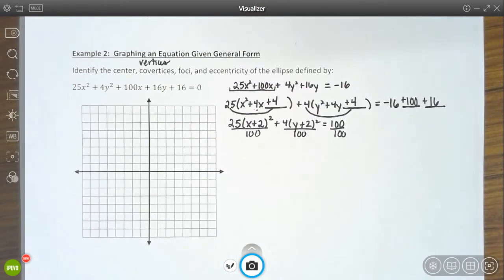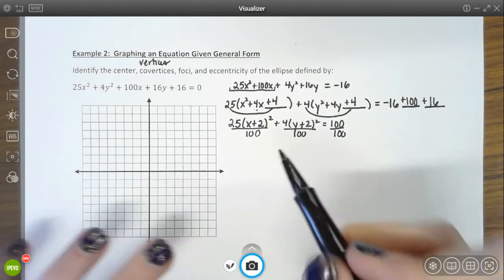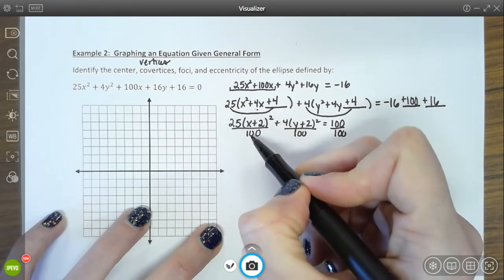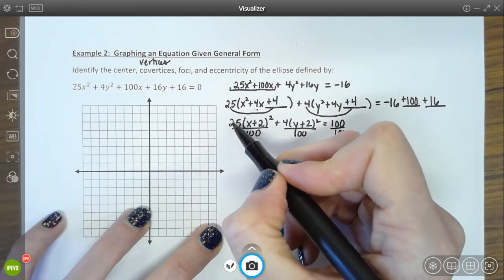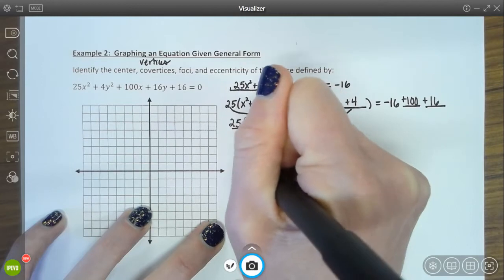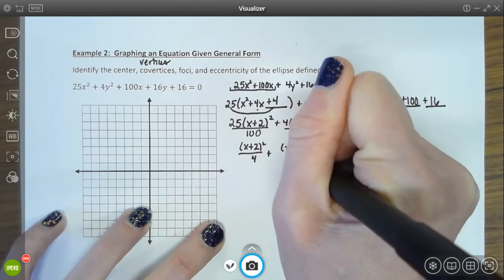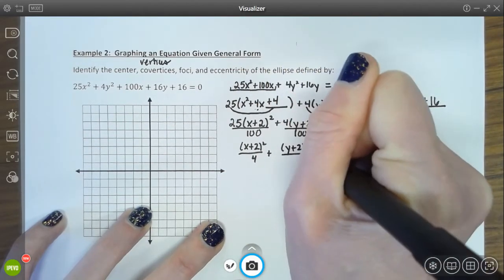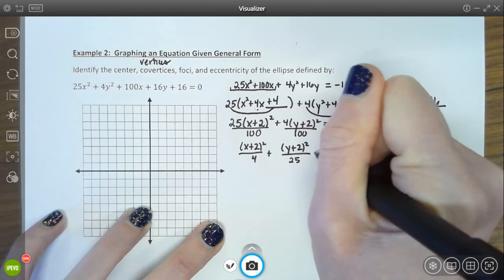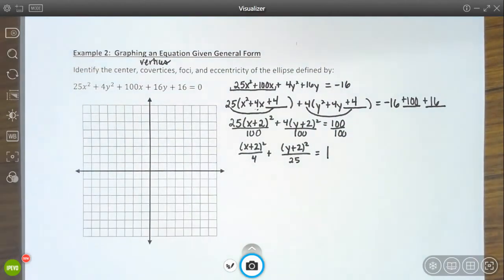So the last thing I'm going to do now that I have it ready to go is just simplify these fractions. And all I do to simplify is just take the denominator and divide it by the numerator. So 100 divided by 25 would give me 4. And in my second fraction, 100 divided by 4 would give me 25. And then obviously 100 divided by 100 equals 1.